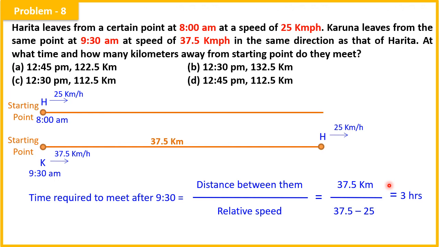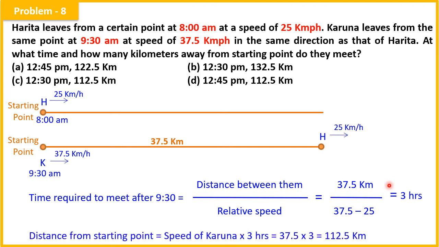So in these 3 hours, how far have they gone? Distance from the starting point: Karuna has moved 37.5 multiplied by 3 hours, that is 112.5 kilometers. So वो कितने देर के बाद मिलेंगे और कितने दूरी पे मिलेंगे, that is the question. कितने देर के बाद मिलेंगे? 3 hours after 9:30, that is 12:30 p.m. और कितने दूरी पे मिलेंगे from the starting point? The distance we have calculated is 112.5 kilometers. So option C is the right answer.